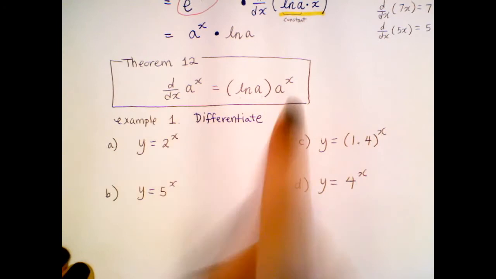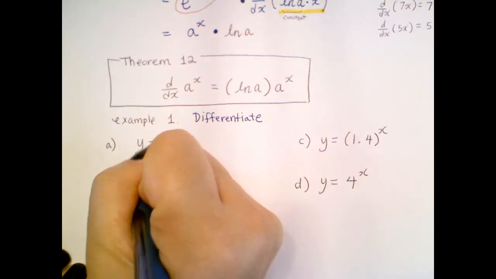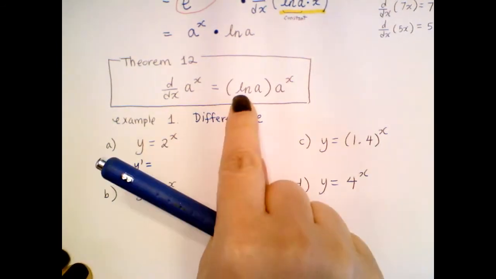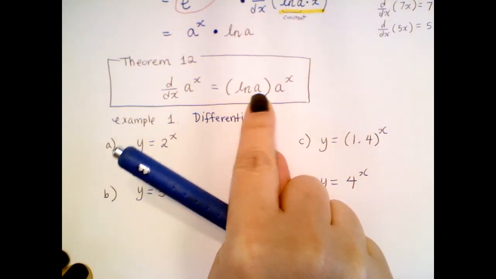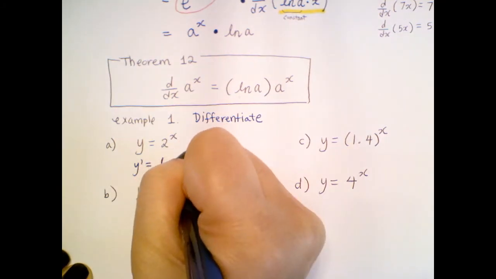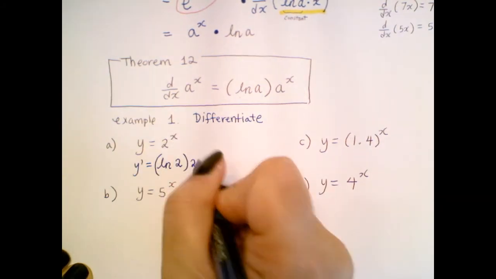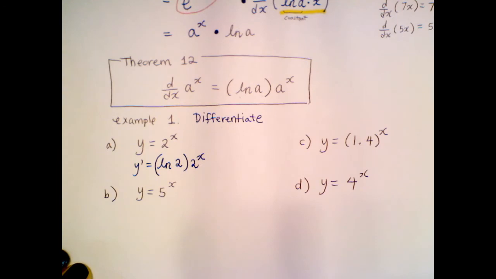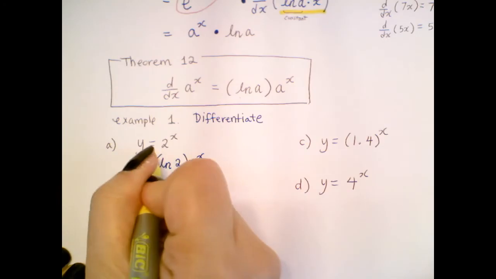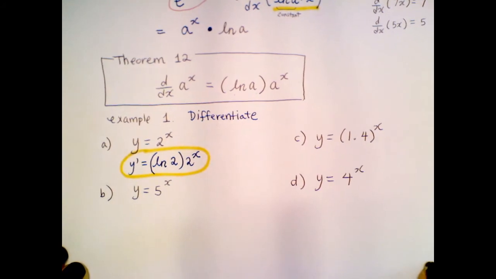Using this theorem 12, or what we just did for the last 7 minutes, y prime is simply going to be the natural log of the base, which in this case is 2. ln 2 times, copy that down, 2 to the x. So that's it. That's the answer. Too easy, right? But we know this is true because we did all that work above to prove it.